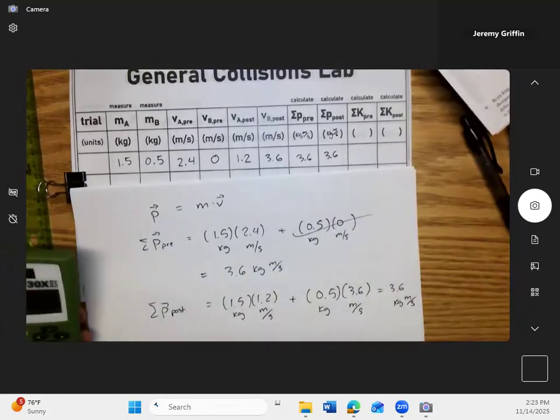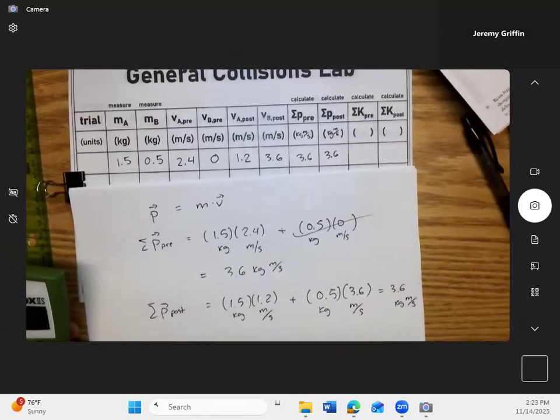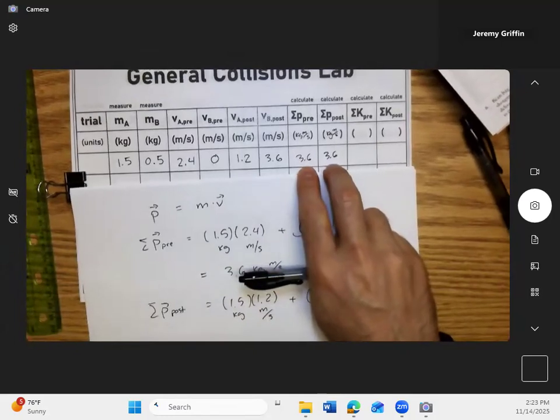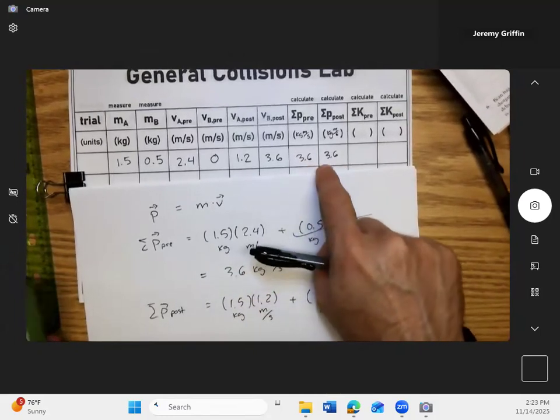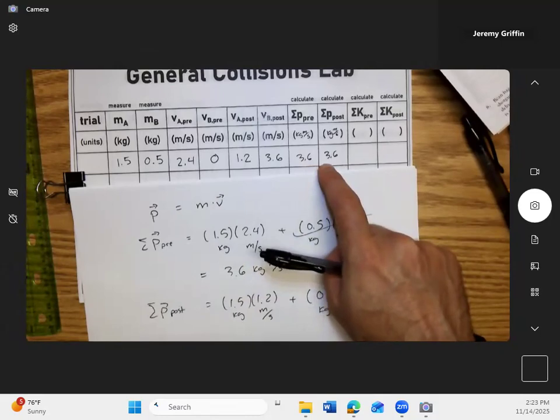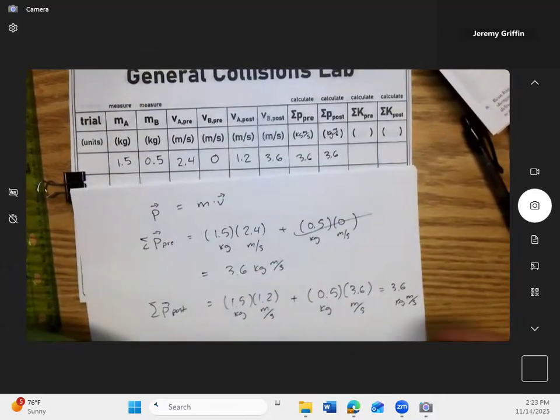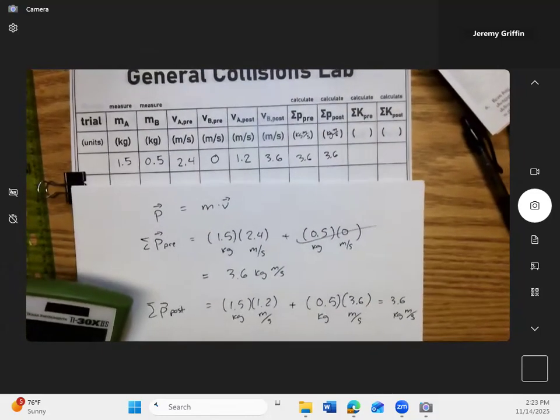So this is a really ideal scenario, isn't it? And you guys should have gotten something kind of close to that. If this number is 3.6, you should have gotten somewhere close to that. Even better if it's exactly conserved.